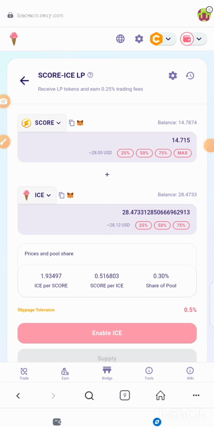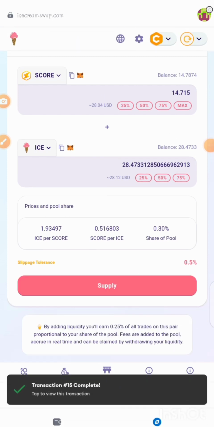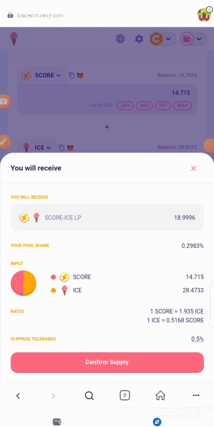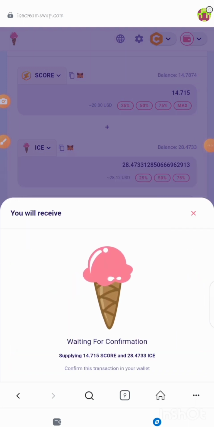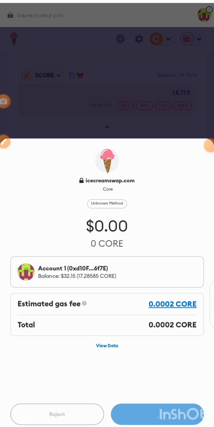So it's being approved right now, so both have to be approved before we can be able to stake. Okay, so let's be patient, guys. MetaMask is actually hanging our transaction. Okay, transaction completed. So now the supply icon will come up for you. Click on supply. You can see what they wrote there. So you click on supply. Okay, sorry, that was confirm supply. Okay, now we confirm the transaction.